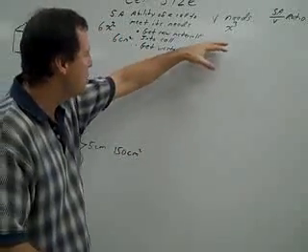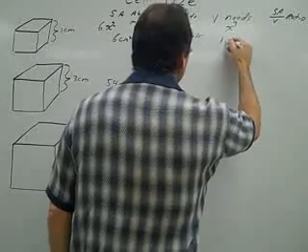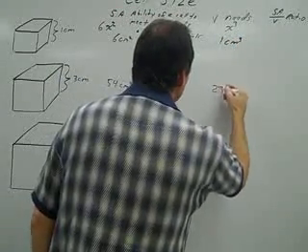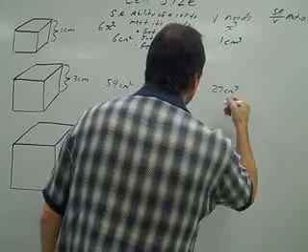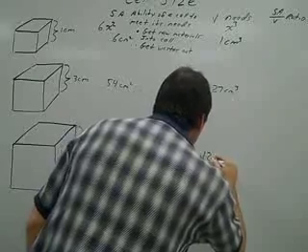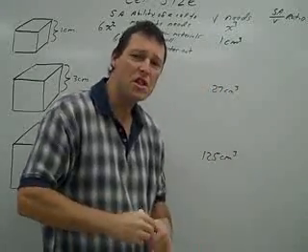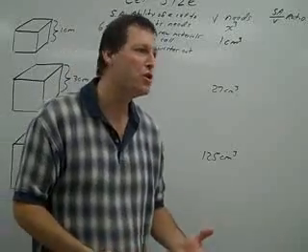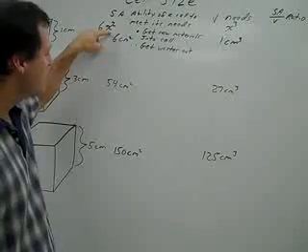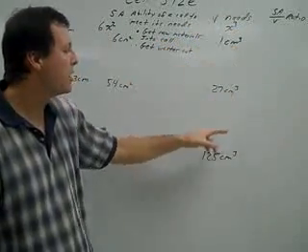Now let's see if we can see any patterns. Well, let's go ahead and figure out volume first. That's going to be 1 centimeter cubed. It's going to be 27 centimeters cubed. And finally, 5 times 5 times 5 is 125 centimeters cubed. Now let's see if we see any patterns start to emerge here. As the surface area increases, it increases by the square. As the volume increases, it increases by the cube.